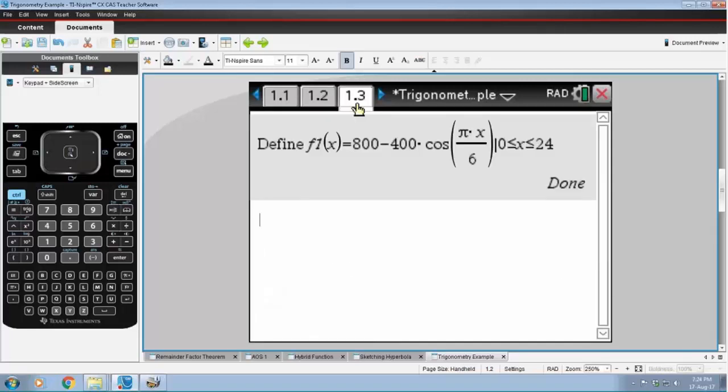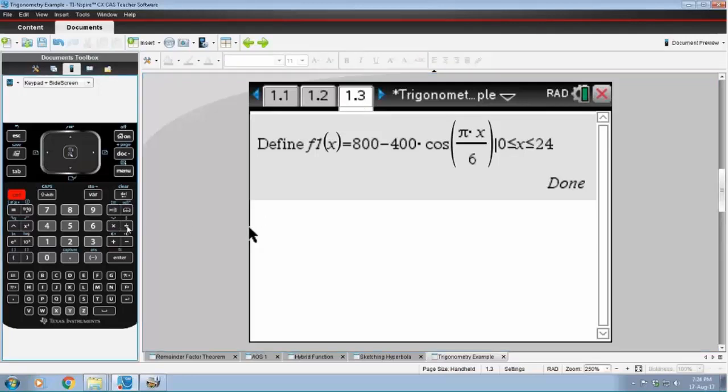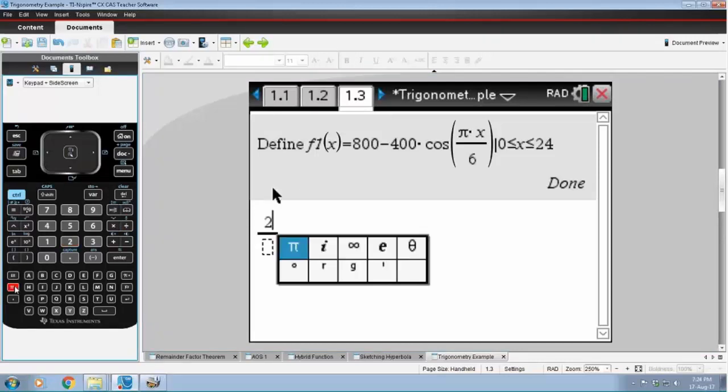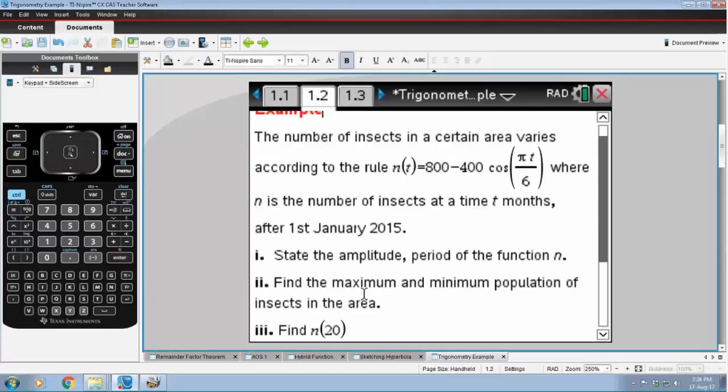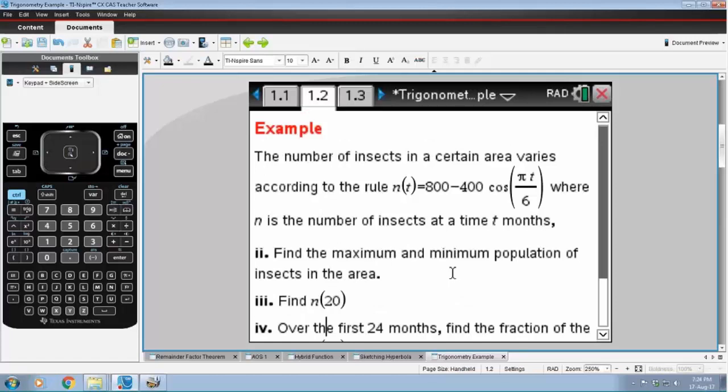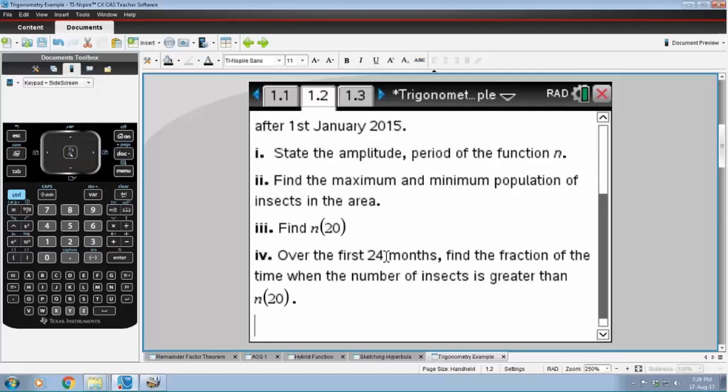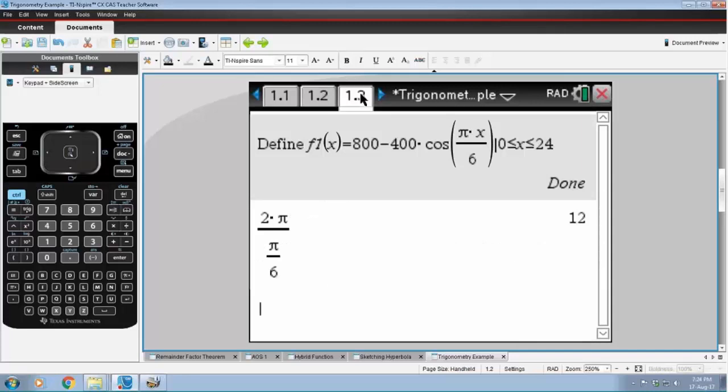So if the n is pi over 6, on a calculator page, 2 pi divided by pi over 6, if I want the pi, I get it from this button here, that's equal to 12. So if we think back, the question is talking about 24 months in the last part of the question. So 24 months is in fact 2 cycles here.